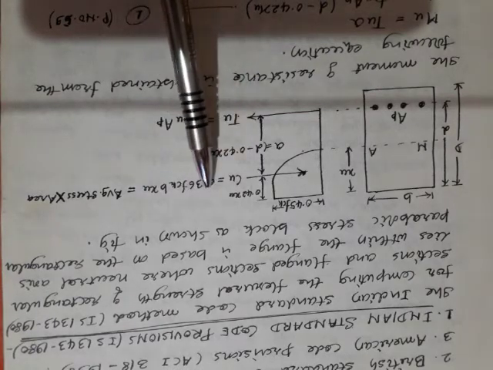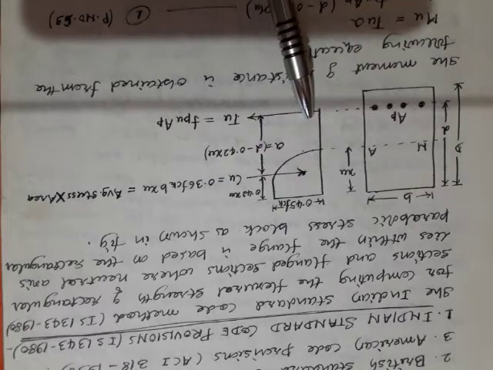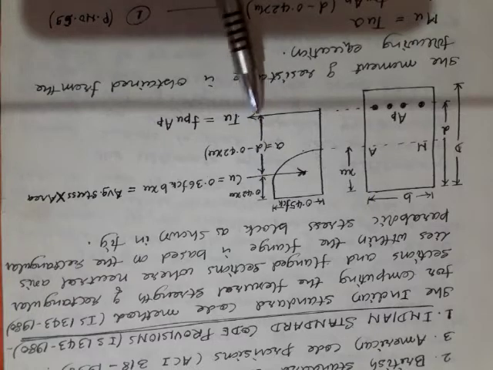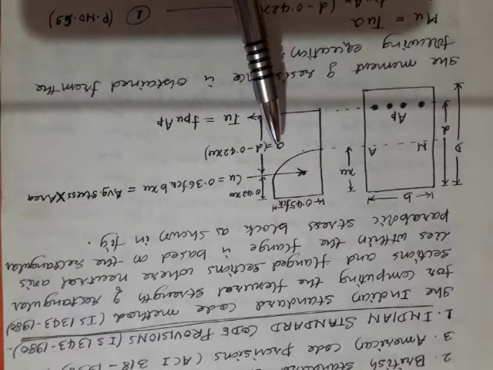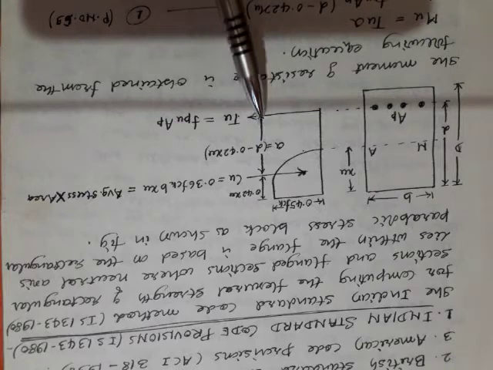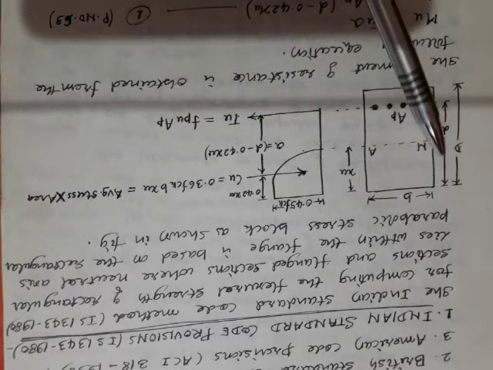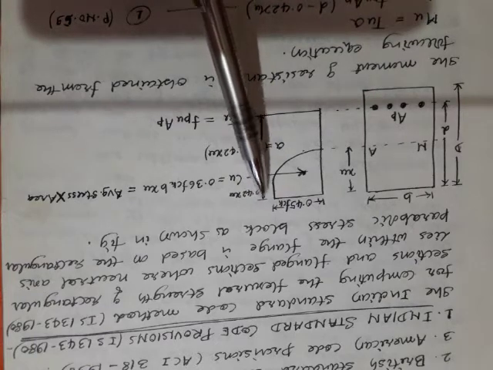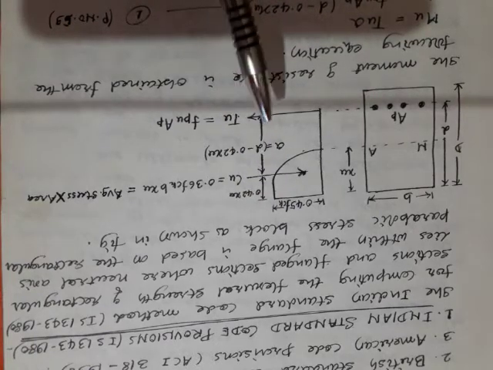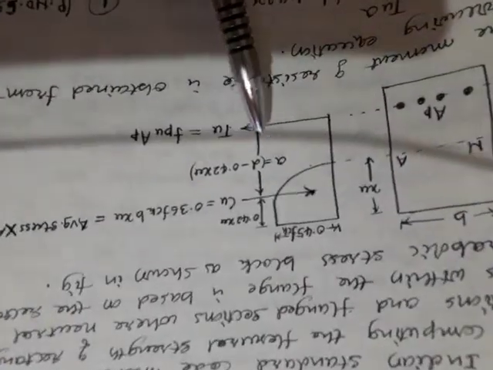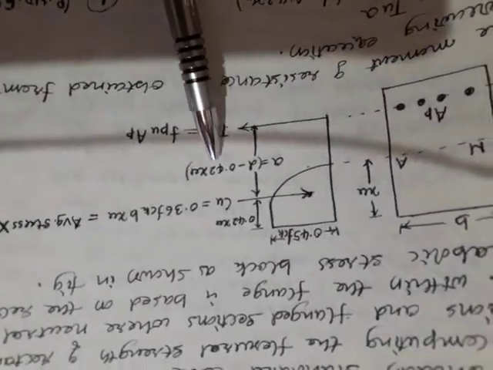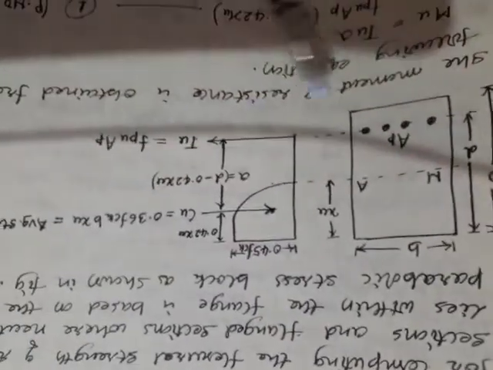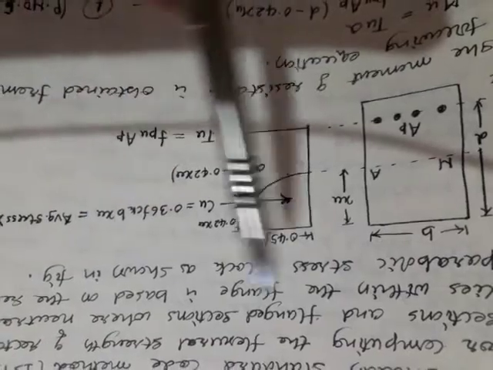Now CU force is acting here, and TU force is acting here. The lever arm in between them, I will call it as A. Lever arm A can be easily calculated. The entire distance is the effective depth D. D minus this 0.42 XU will give me this lever arm A. Lever arm A is D minus 0.42 XU. This is how the stress block calculations are done.